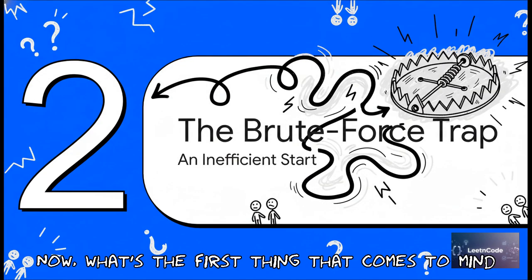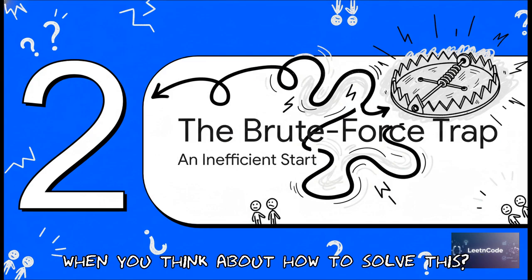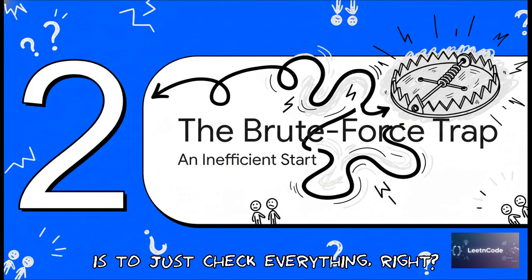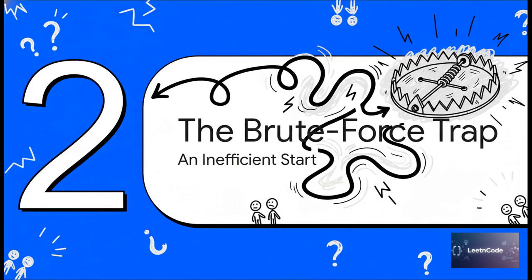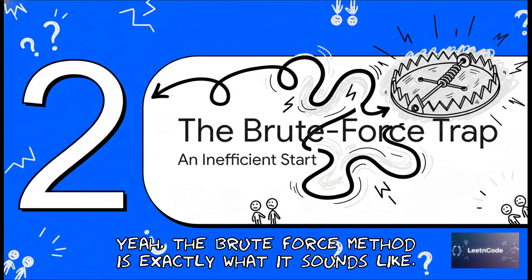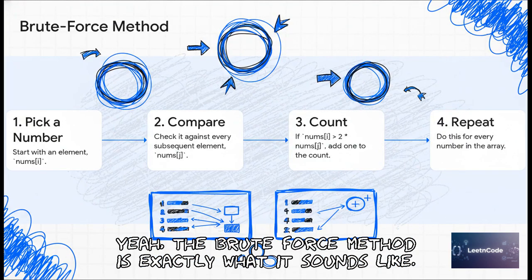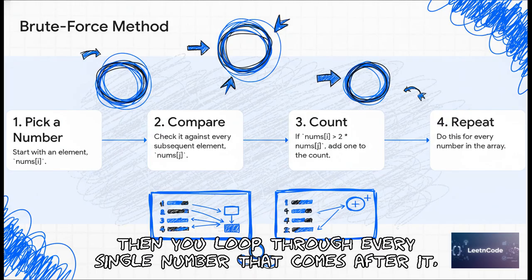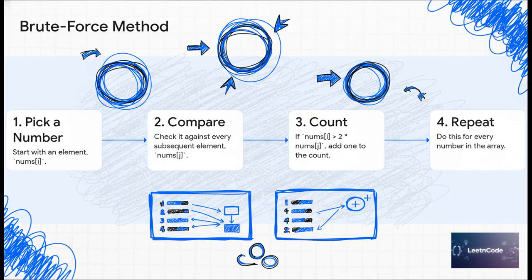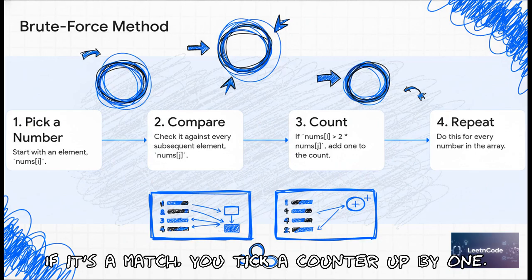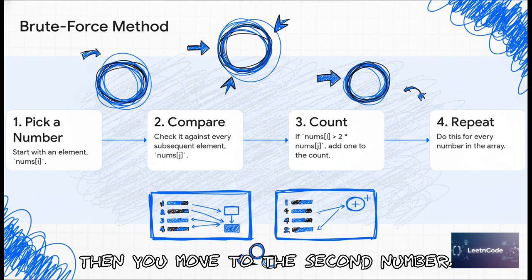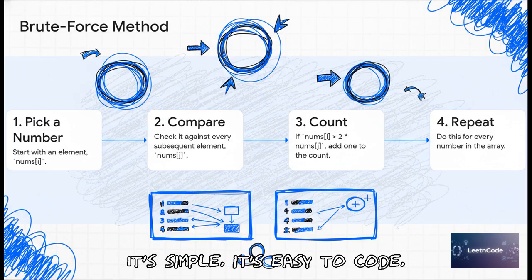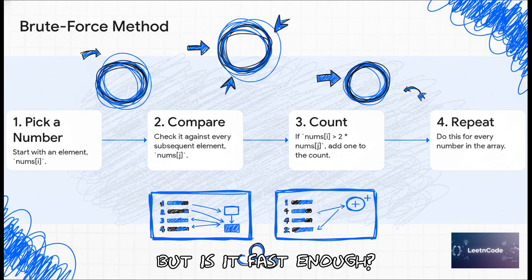Now, what's the first thing that comes to mind when you think about how to solve this? Your first instinct and my first instinct is to just check everything, right? Well, as we're about to see, that first instinct is a bit of a trap. Yeah, the brute force method is exactly what it sounds like. You grab the first number, then you loop through every single number that comes after it, checking our rule. If it's a match, you tick a counter up by 1. Then you move to the second number and do it all over again. It's simple, it's easy to code, but is it fast enough?